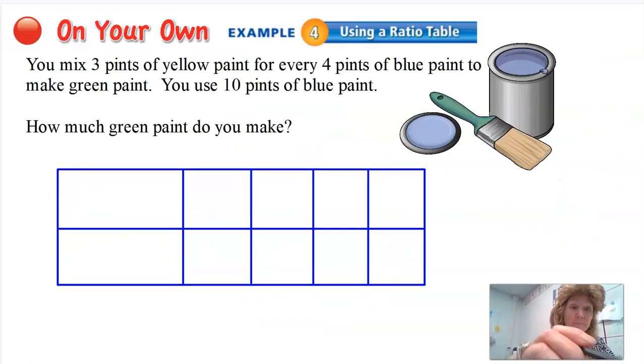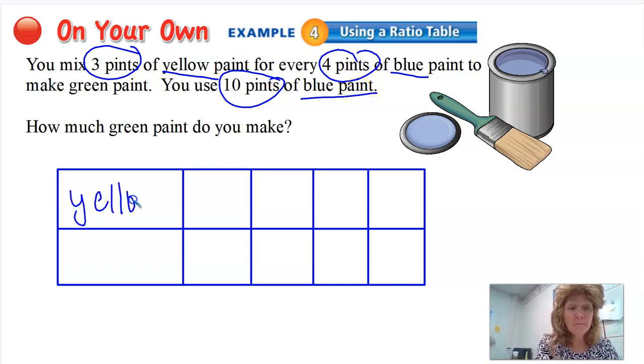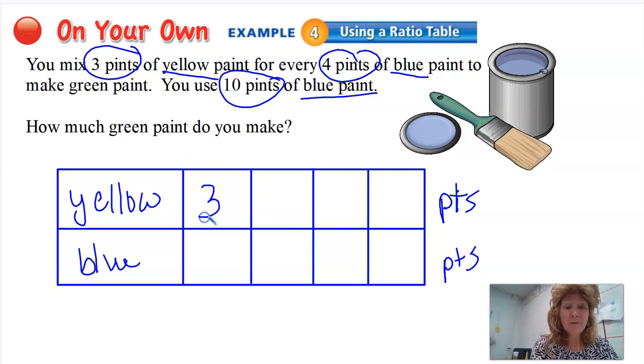All right, last OYO. So this is on your own. You're mixing 3 pints of yellow for every 4 pints of blue to make a green. Circling 3 pints yellow, 4 pints blue. You use 10 pints of blue. Okay, so I'm mixing yellow and I'm mixing blue, and they're both in pints. So I'm just going to put PTS for pints. Okay, yellow is 3 and blue is 4.